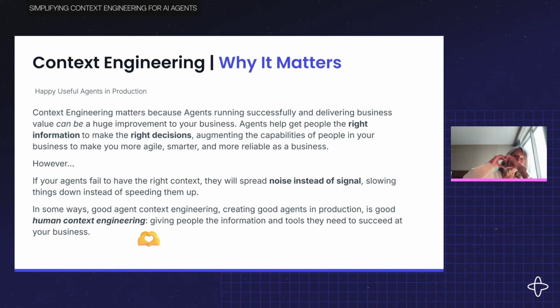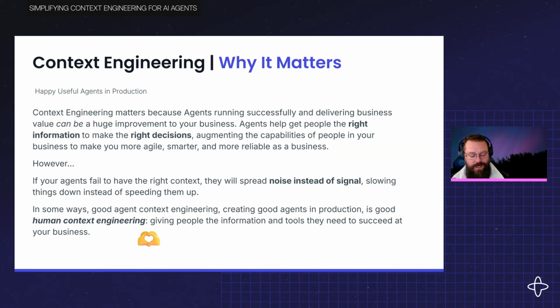I put a little heart there because this was my dear friend Josh. I won't read the whole slide to you, but it says, in some ways, creating good agents in production is good human context engineering. So I love that corollary, Josh: if we give humans way too much, then they get confused and they can't respond in a particularly good way. I always like the human computer analogies, and if you're sending too much information to a human and telling them to do 500 things, they can get a little overloaded.